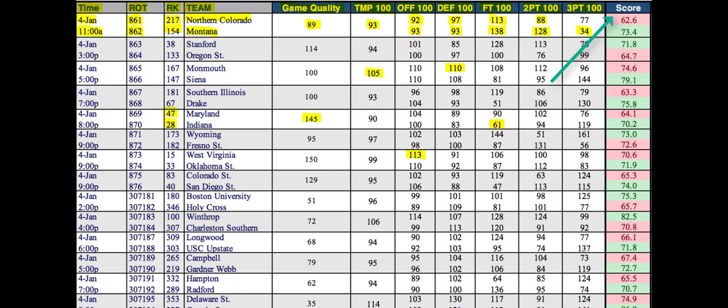Now we're going to go over to the score category. This is very simple actually. It's just what we project the score to be. We project that Northern Colorado is going to get 62.6 and Montana will get 73.4 just based on all of the inputs that we use.